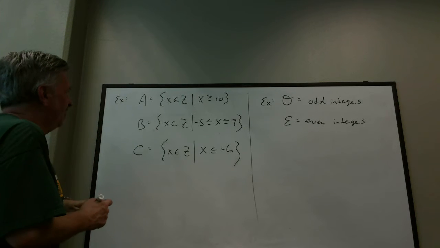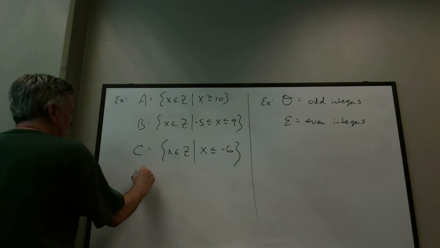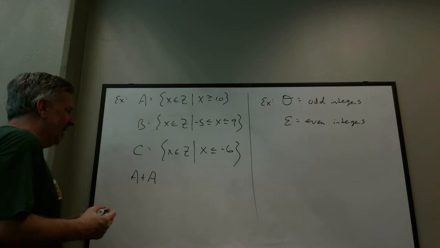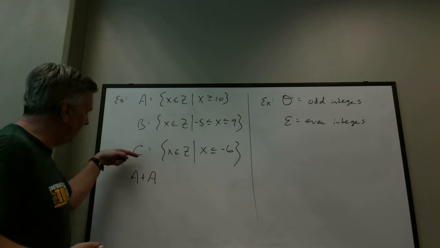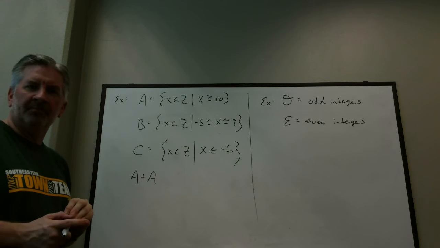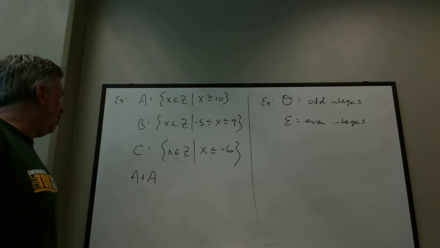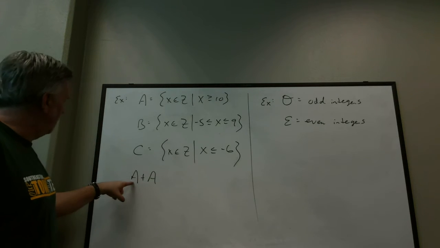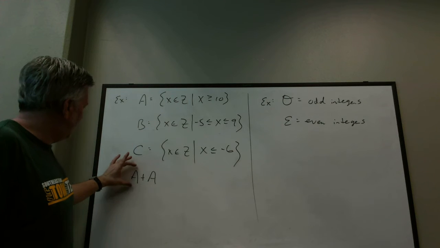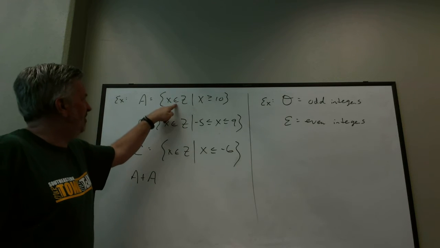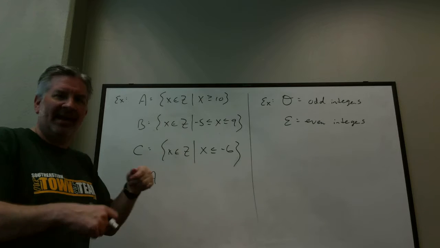So what would it mean, for example, if I took set A plus set A, and I wanted the answer to be one of these three sets? That's what I mean by adding sets. Well, how do you add two sets? What if we just take two elements in the set and add them together?